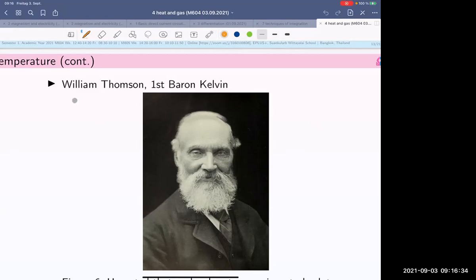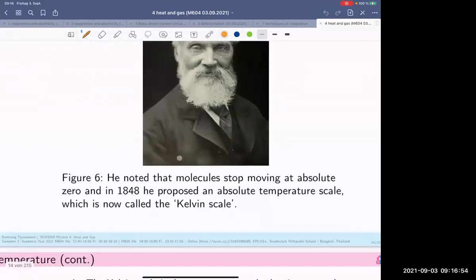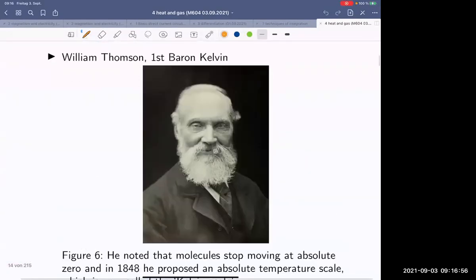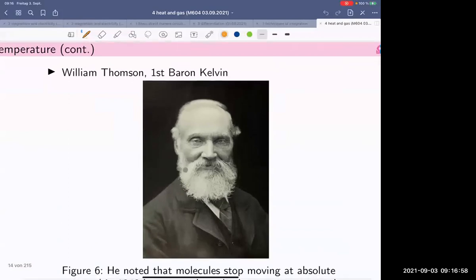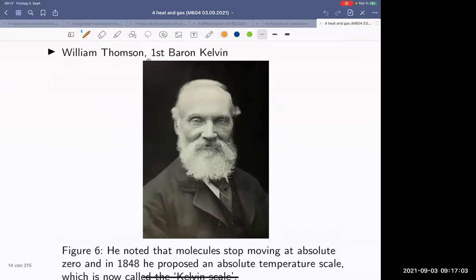William Thomson is the name he had since he was born, and he did something good for society in England and got the rank known as Baron Kelvin. He was the first person who got this rank, and people just used the surname of this position. It's called the Kelvin scale. But his exact name, since he was born, is William Thomson.